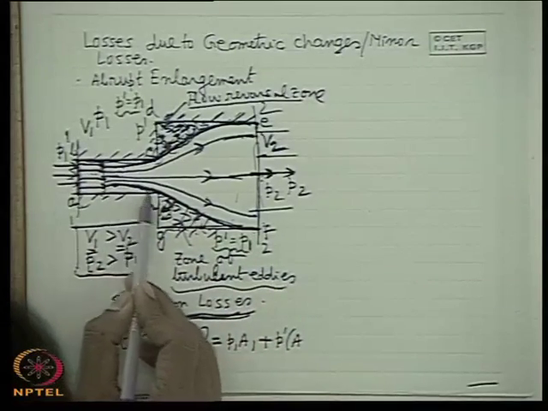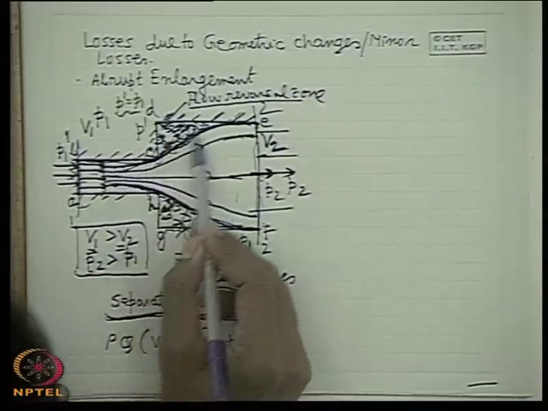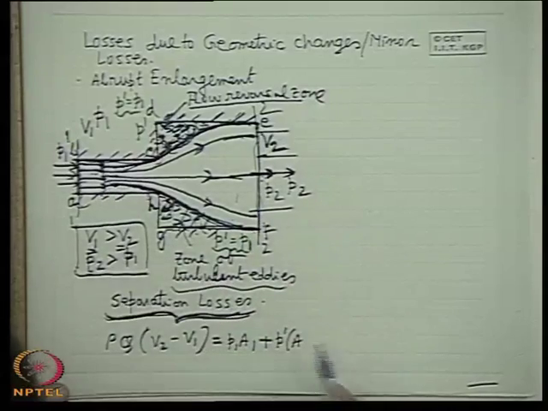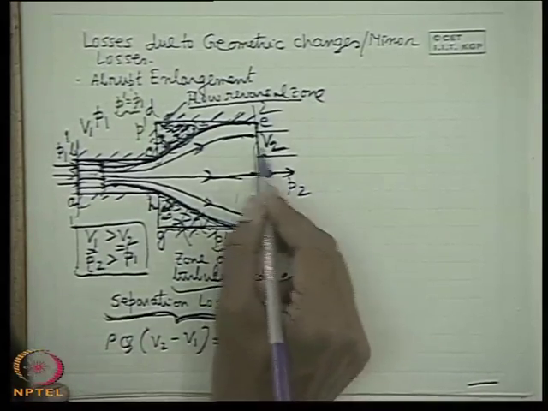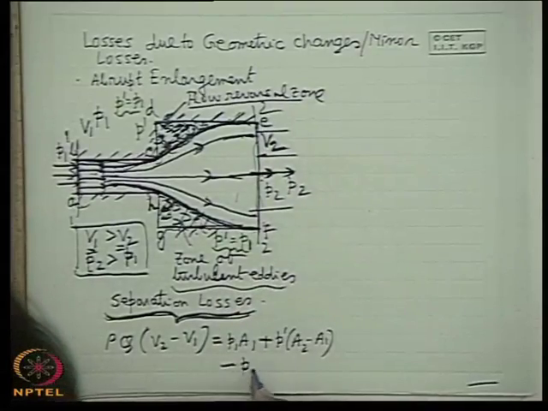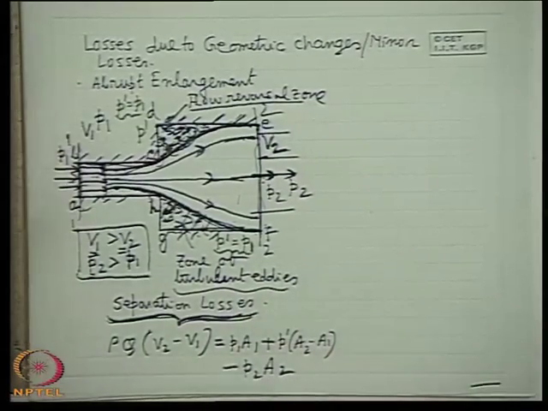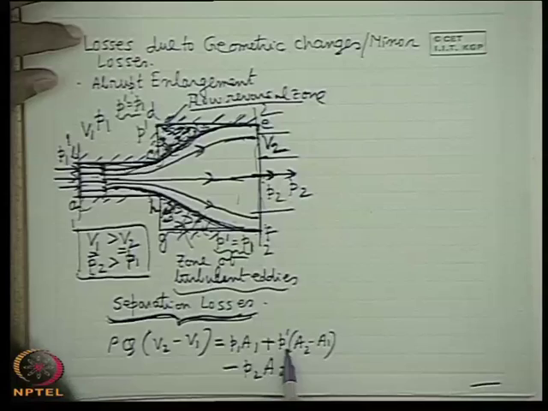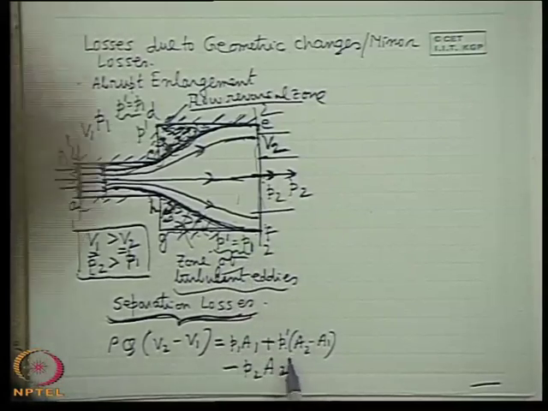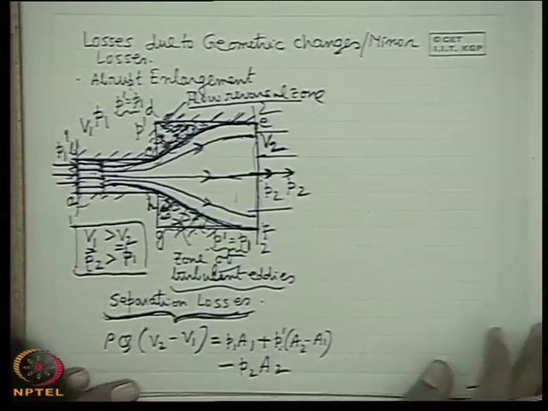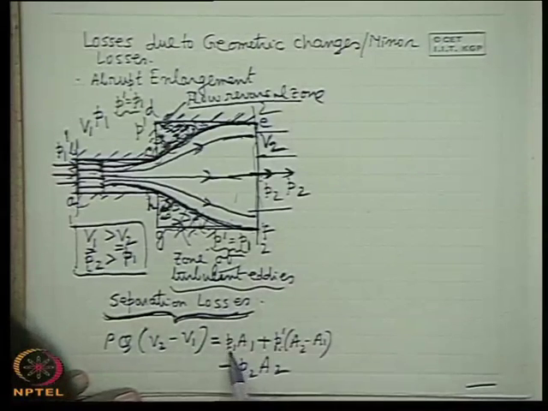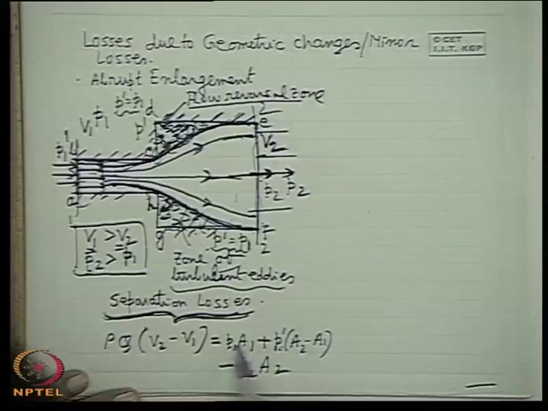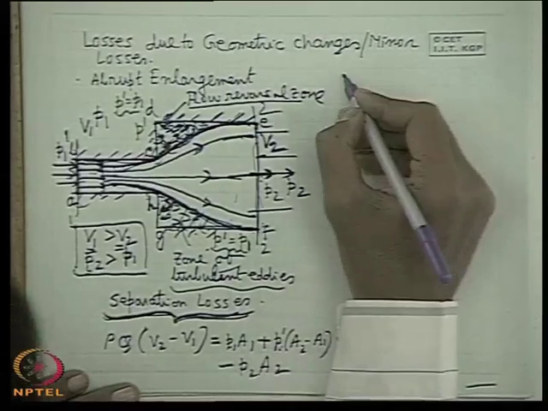So, therefore, the projected area of this part is A2 minus A1, very simple geometry, and minus P2 A2 at this area EF. So, if you do this, fluid mechanics is almost over. So, now P dash is P1. With this information, if you substitute here, then P1 A1 cancels out. So, therefore, the only thing is A2 into P1 minus P2.